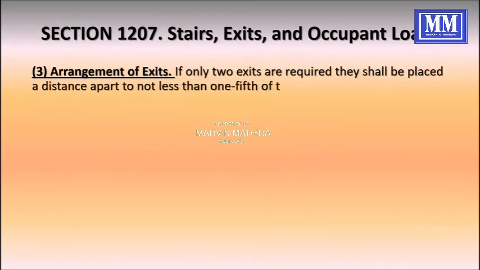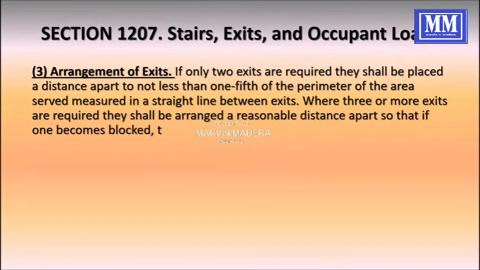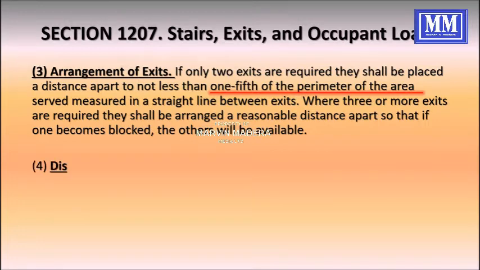Arrangement of exits. If only 2 exits are required, they shall be placed at a distance apart of not less than 1/5 of the perimeter of the area served, measured in a straight line between exits. Where 3 or more exits are required, they shall be arranged a reasonable distance apart so that if one becomes blocked, the others will be available. Remember, the distance between exits is 1/5 of the perimeter of the area.